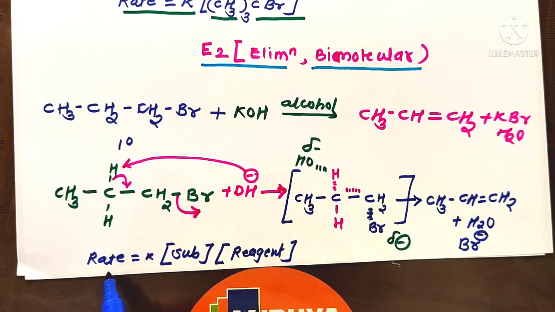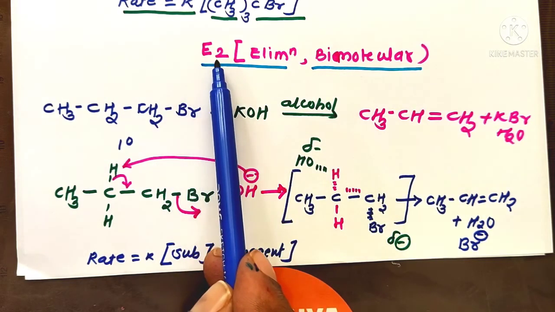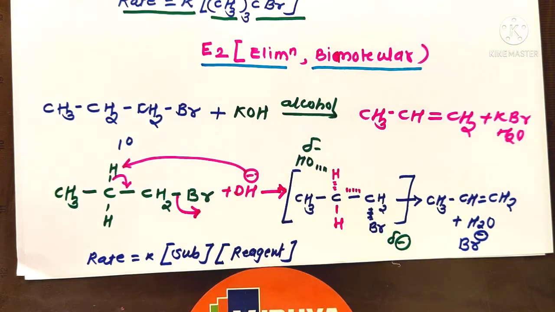bromide ion. The rate of reaction depends upon both the substrate as well as the reagent. Both reactant and reagent molecules participate in the rate determining step. Therefore, this reaction is known as an elimination bimolecular reaction.